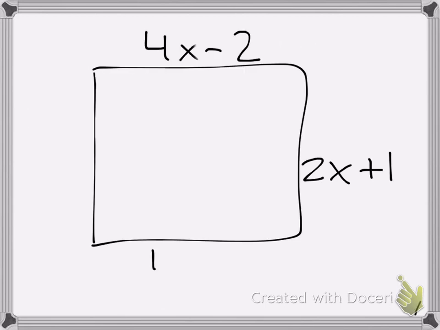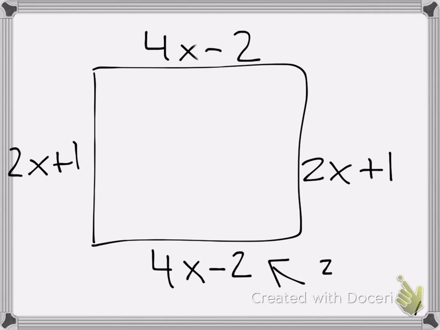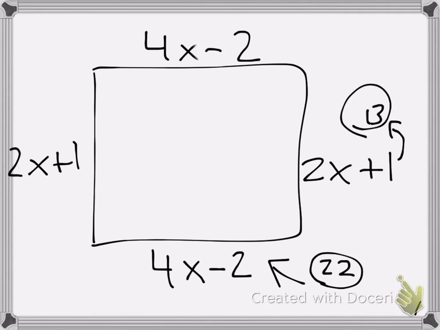Since it's a rectangle, that means opposite sides are going to be equal, so I'm going to just label all the sides so I don't forget. And then I plug in x is 6 for each side to get a value. So we only have to do it once for each expression. So if we plug in 6 here, we get 24 minus 2, or 22. So that's going to be one of our sides. And then the other side, if we plug in 6 for 2 times 6 is 12 plus 1, we're going to get 13 for those two sides.